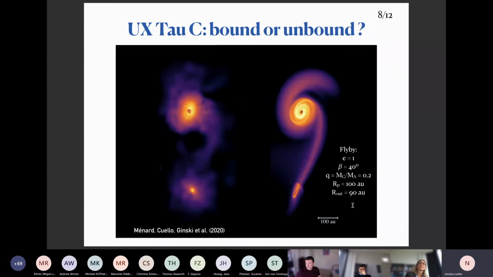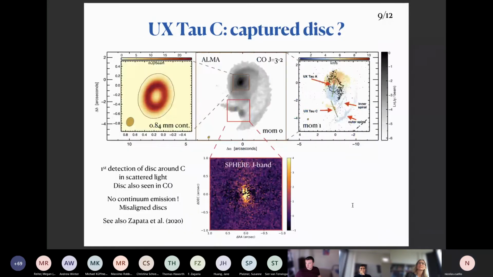So that lends support to our hypothesis of a stellar flyby here. And another interesting thing is that we discovered for the very first time the disk around C in scattered light. This disk is also seen in CO, as you can see. So here is the total system. Here's UX Tau C. You can see that the disk is seen here. And another interesting thing is that we do not see continuum emission here. The continuum emission only comes from here, as you can see in the zoom.